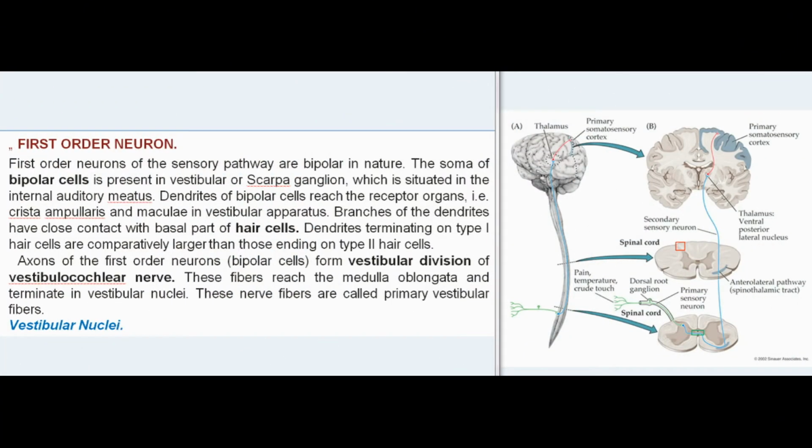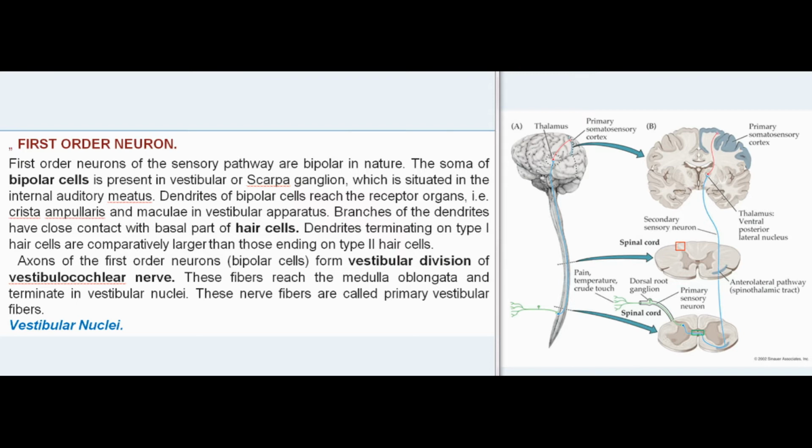First-order neuron. First-order neurons of the sensory pathway are bipolar in nature. The soma of bipolar cells is present in vestibular or Scarpa ganglion, which is situated in the internal auditory meatus. Dendrites of bipolar cells reach the receptor organs, i.e. crista ampullaris and maculae in vestibular apparatus. Branches of the dendrites have close contact with basal part of hair cells. Dendrites terminating on type I hair cells are comparatively larger than those ending on type II hair cells.